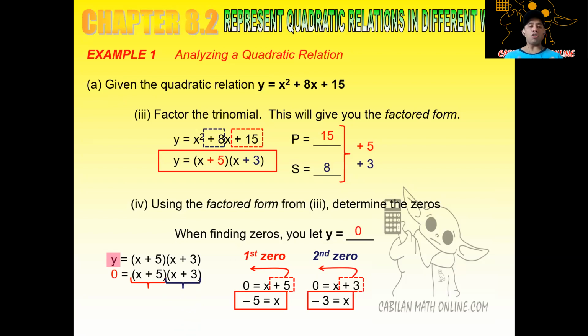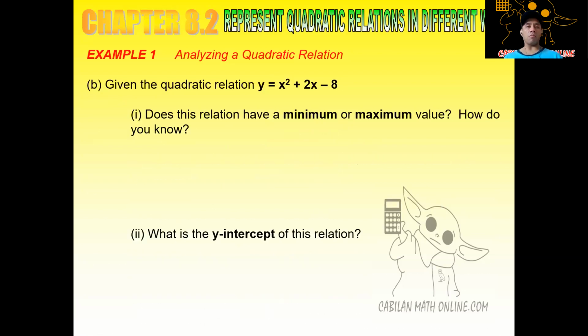So you can see here that after we factor it out, all you have to do is break apart each bracket and let it equal 0, and then solve for the x simply by moving the number to the other side and changing the sign, just like we did in chapter 4 when we were solving equations. And that's exactly what we did in this example. All right, moving forward, let's take a look at another one.